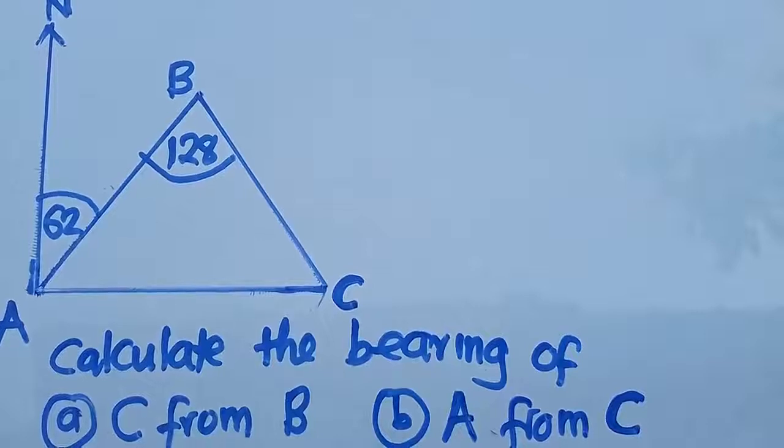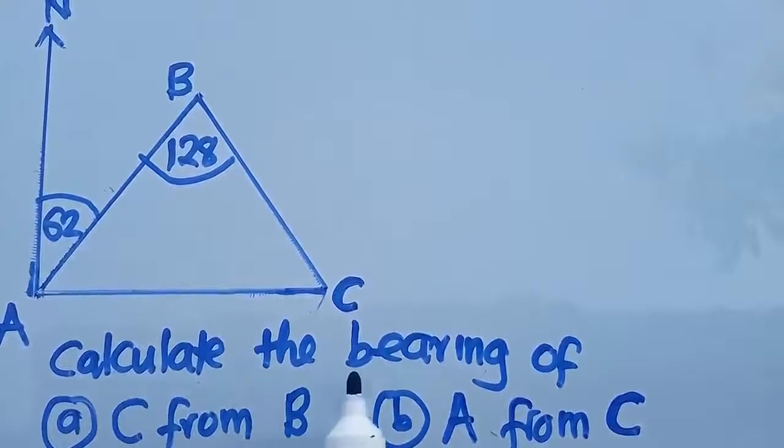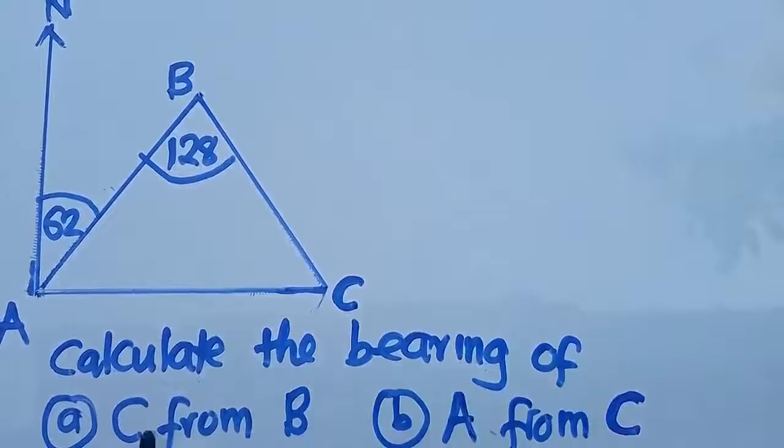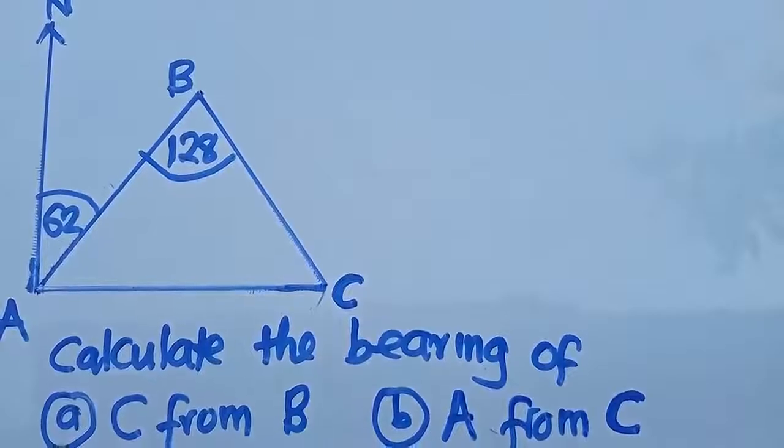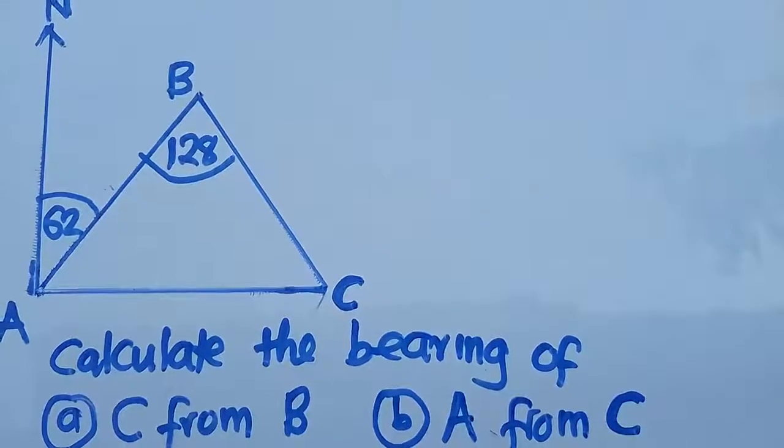Have you seen the way it is? What is the question saying? The question is saying, calculate the bearing of C from B. Then this other one is saying A from C. So these are the questions that we want to answer. How can you go about this one? They are talking about C, B, and A.